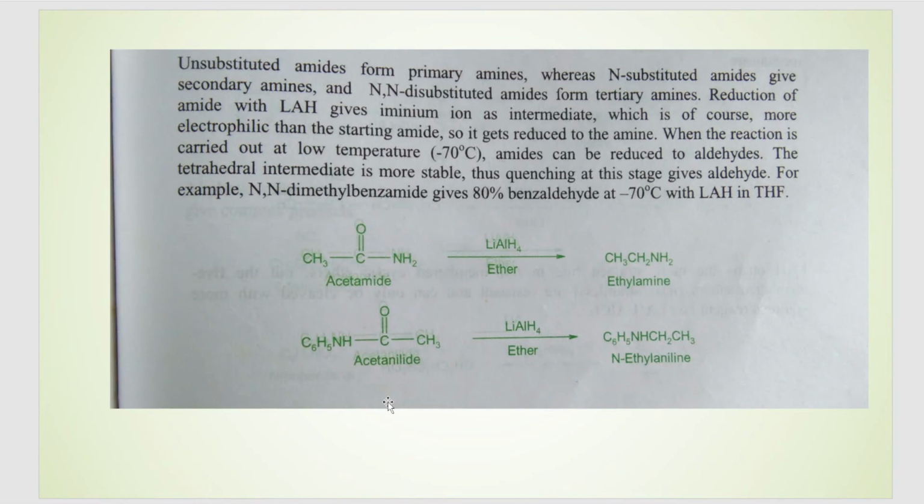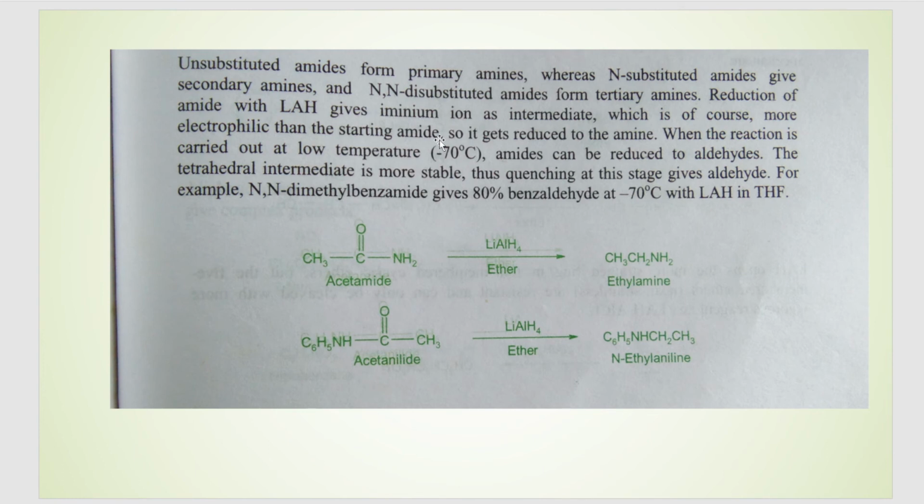Next, unsubstituted amides form primary amines, whereas N-substituted amides give secondary amines. So you can see here, N-substituted amides give a secondary amine, and unsubstituted amides give primary amines. And the reduction of amides in the presence of lithium aluminum hydride, what will it give? It will give you an iminium ion intermediate, which after the reaction is complete, what do we get? We finally get an amine.